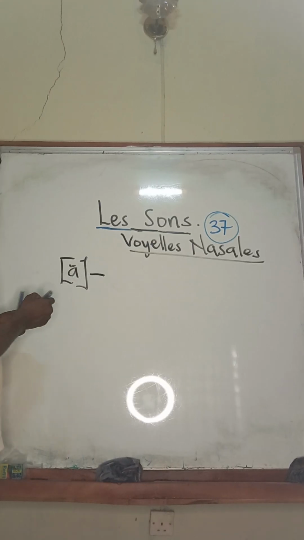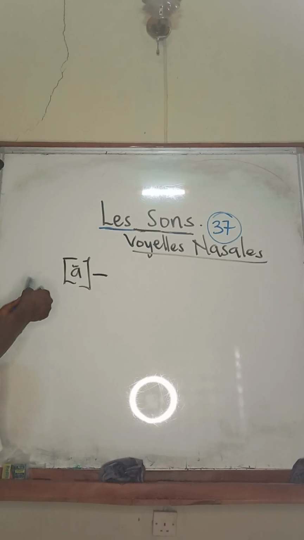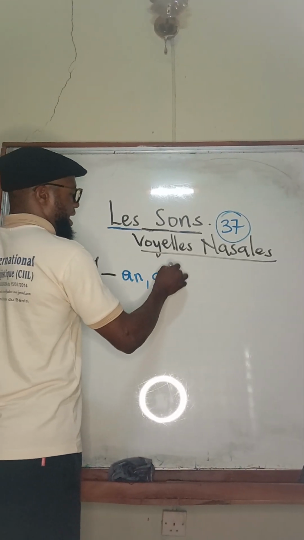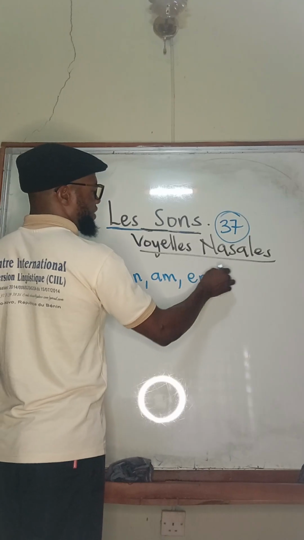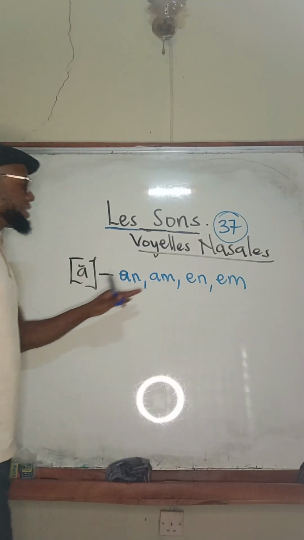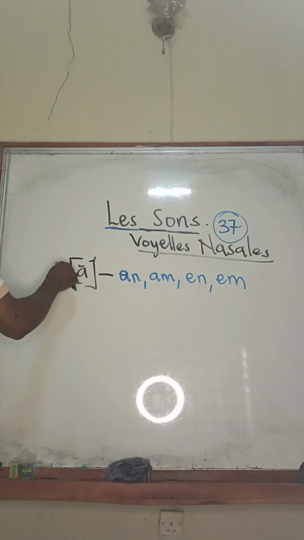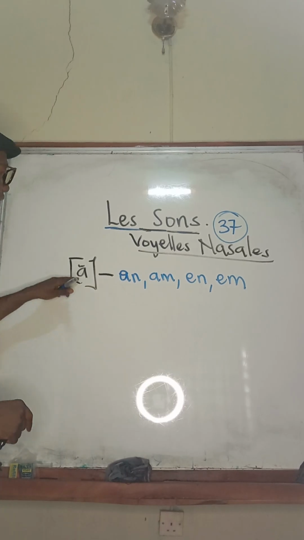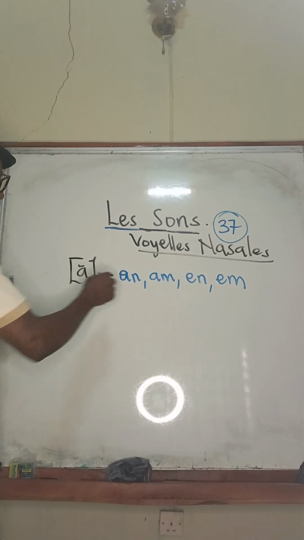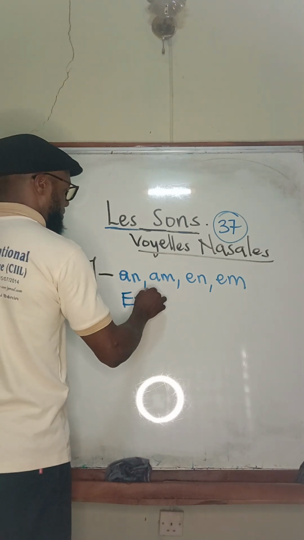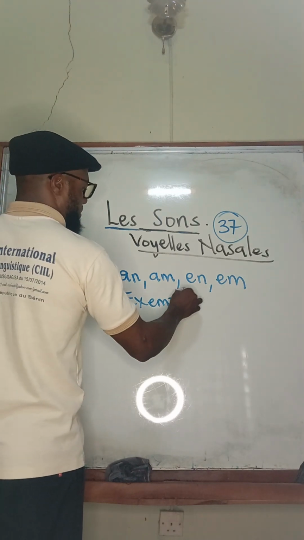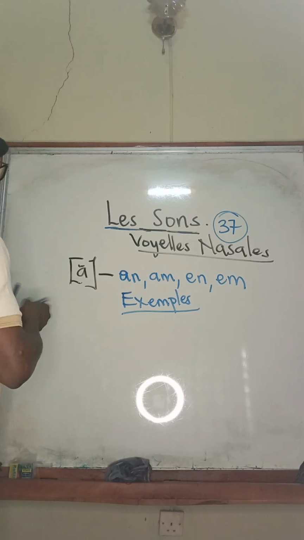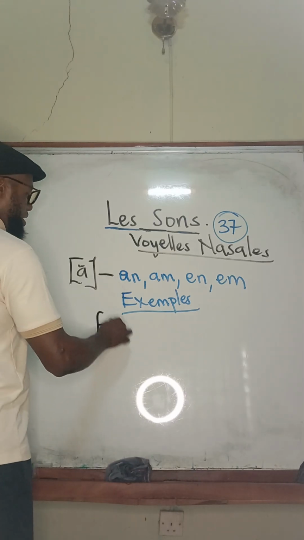So what are the letters that are going to give me this sound? When I have A-N, A-M, E-N, E-M, these are the letters. When I see them in a word, I'm going to pronounce this sound. Now let's look at some examples so that you can understand better. Let me give you this word.